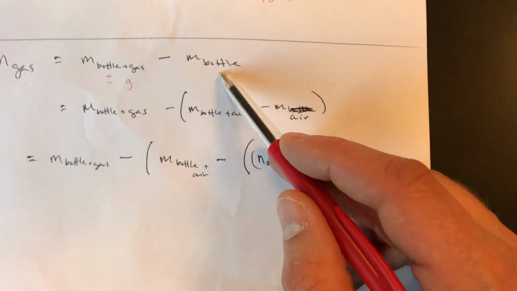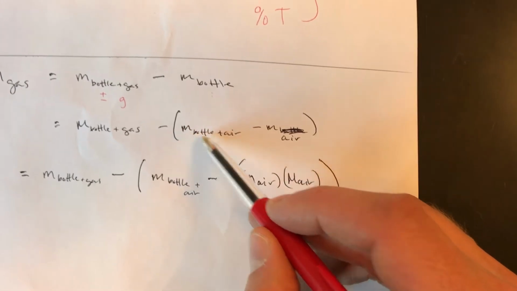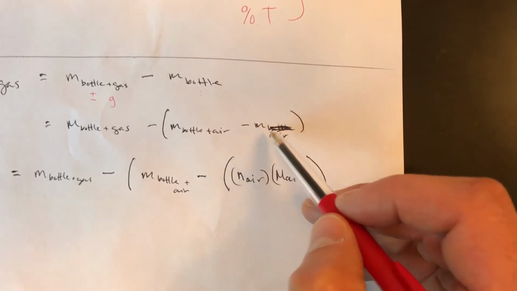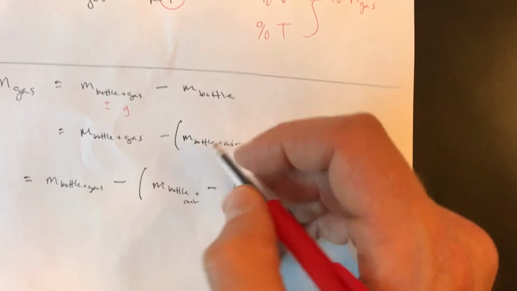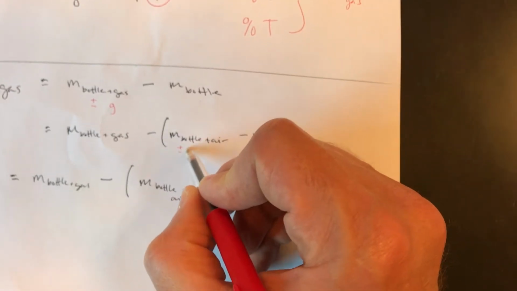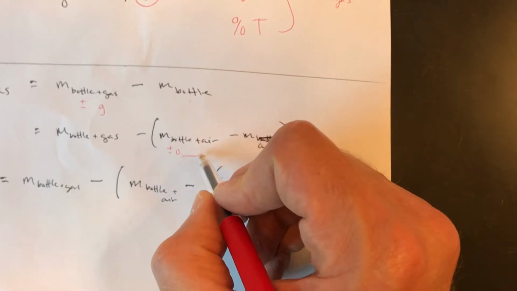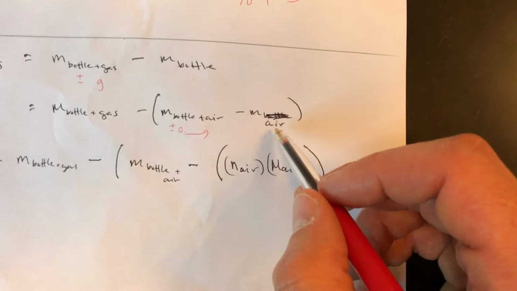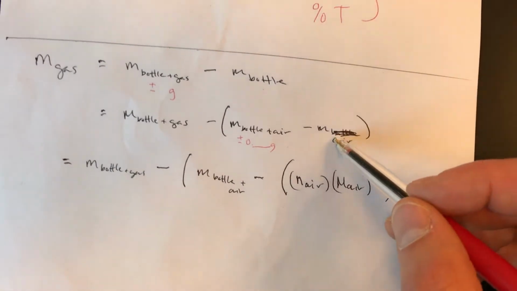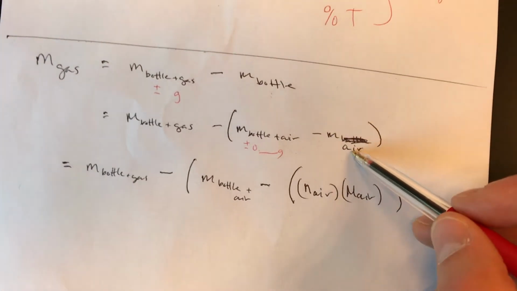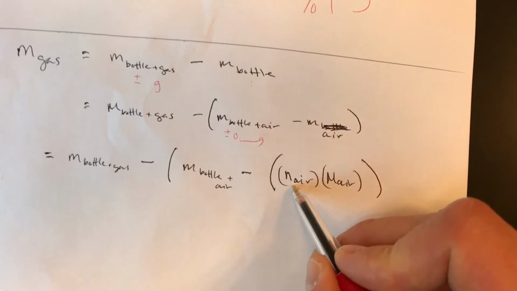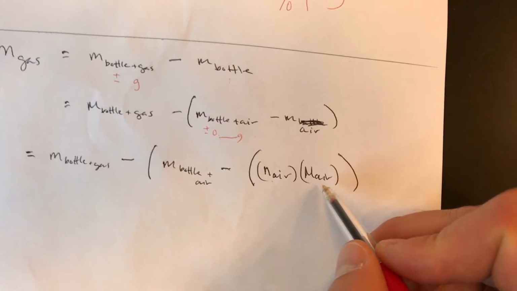You calculated the mass of the bottle by doing the mass of bottle and air minus the mass of air. And this one, the mass of the bottle and air, that was another thing that you measured. That was the first thing that you measured. But the mass of air was something you calculated. So again, let's break it down further. The mass of air came from calculating the moles of air times the molar mass of air.